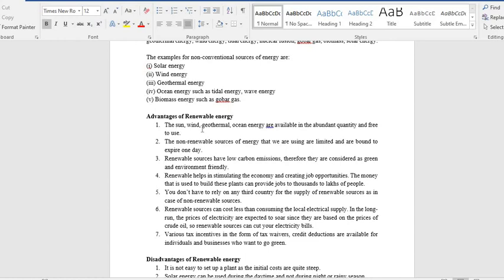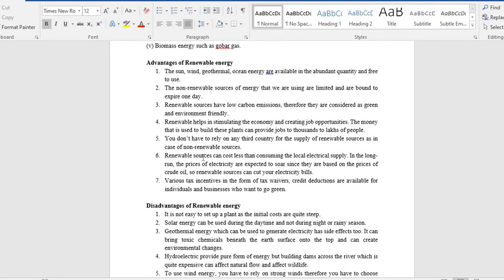Obviously there are some advantages, because they are available in abundant quantity and free to use. We are using our limited non-renewable sources, which are about to be exhausted, as I have already mentioned, and besides, renewables have a low impact on the environment. They have low carbon emissions and are considered green and environment friendly. Besides, they help in stimulating the economy and creating job opportunities. These are some of the advantages associated with renewable sources of energy.